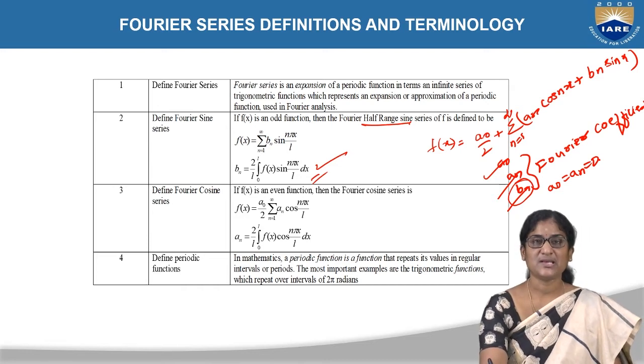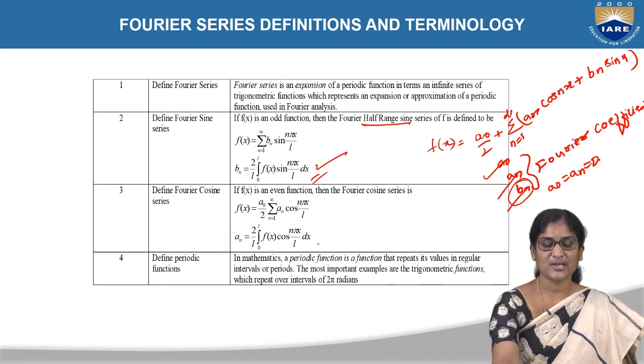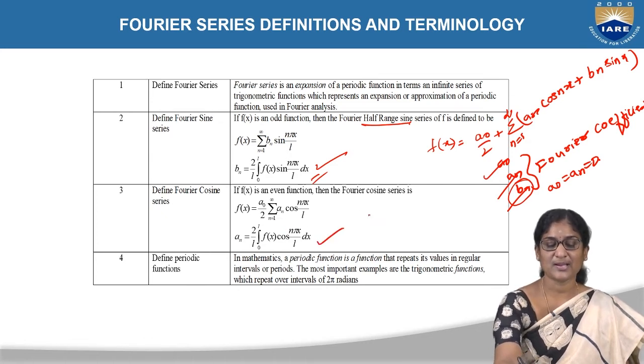Next, the cosine series. If f of x is an even function, then the Fourier cosine series is given by f of x equals a0 by 2 plus summation n from 1 to infinity an cos n pi x by L, and an is equal to 2 by L integral 0 to L of f of x cos n pi x by L. So here we have a0 and an values. Here I'll write it once again.